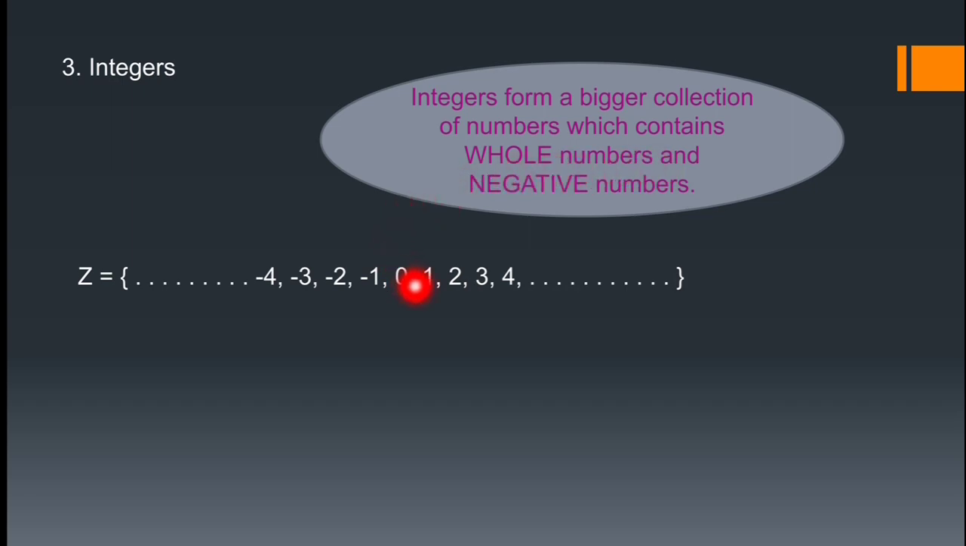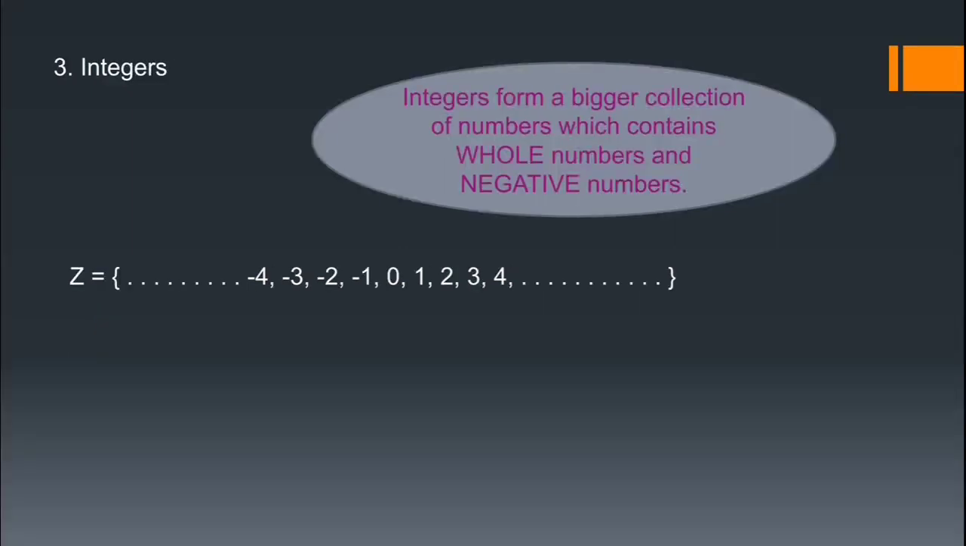This set of numbers represents the whole numbers, and on the left side of 0 we have -1, -2, -3, -4 and it continues up to minus infinity. So these negative numbers are also here. So collectively all these numbers are called integers.